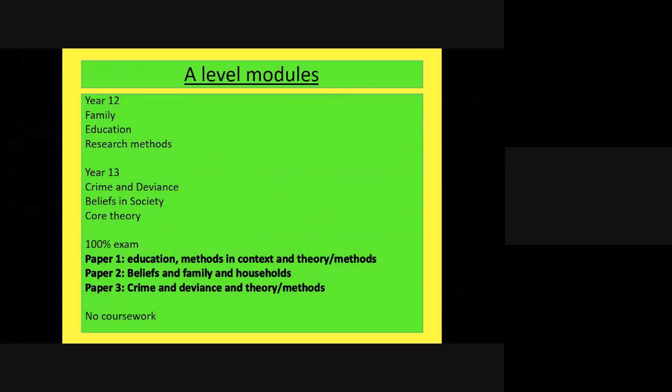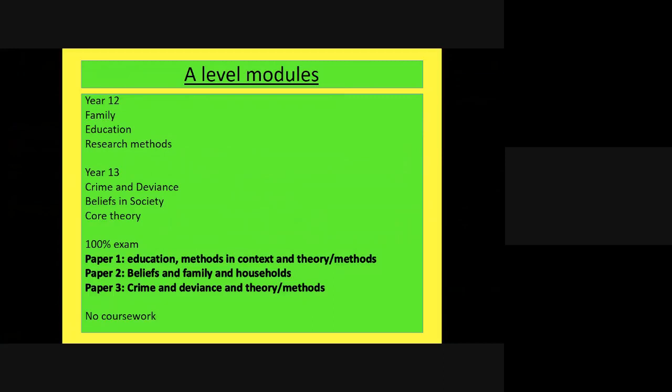Moving on to year 13, we will be looking at crime and deviance, beliefs in society, and also looking at core theory. Okay, so the core theory again underpins the overall A-level, but we look at it in a lot more depth when it comes to year 13. So those of you that have done GCSE, you'll be familiar with your functionalism, feminism, Marxism, but we'll look even more broadly than that. We'll look at some of the more interactionist theories.